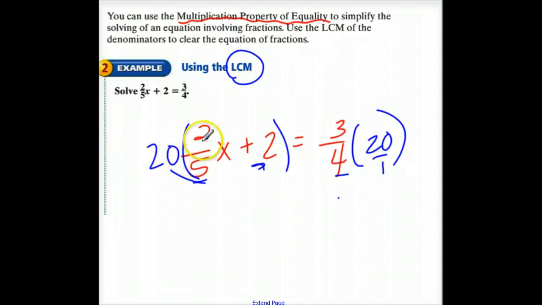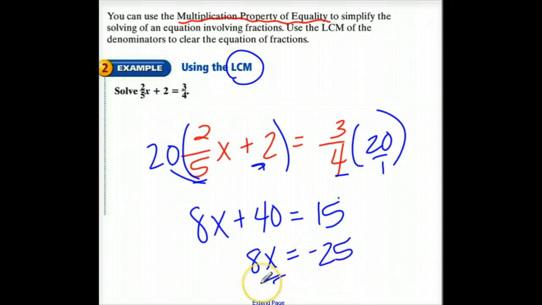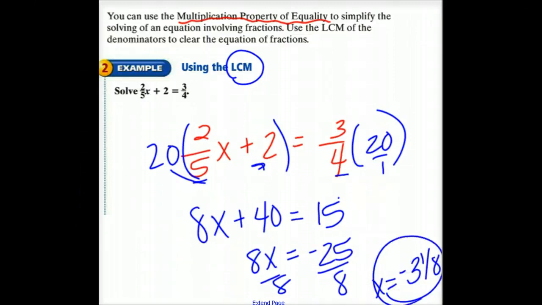20 times 2 is 40. 40 divided by 5 is 8. I'm sorry, this should say 8x plus 40 equals 15, just like we had, so it was just this one error. I'm sorry about that. Now subtract 40, so I have 8x equals negative 25. Divide by 8, divide by 8. I get x equals negative 3 1/8. All right, sorry about that error.